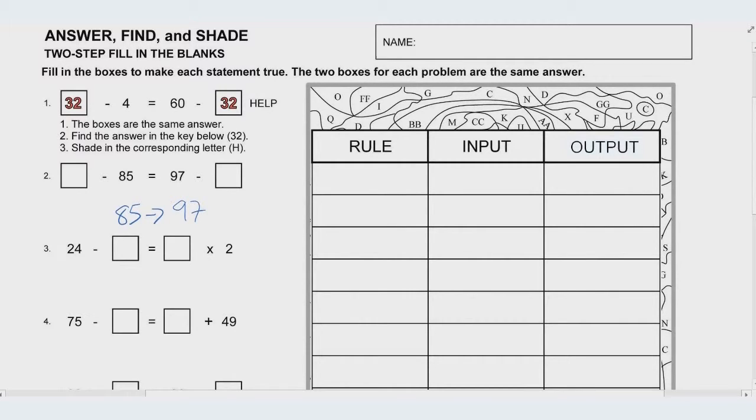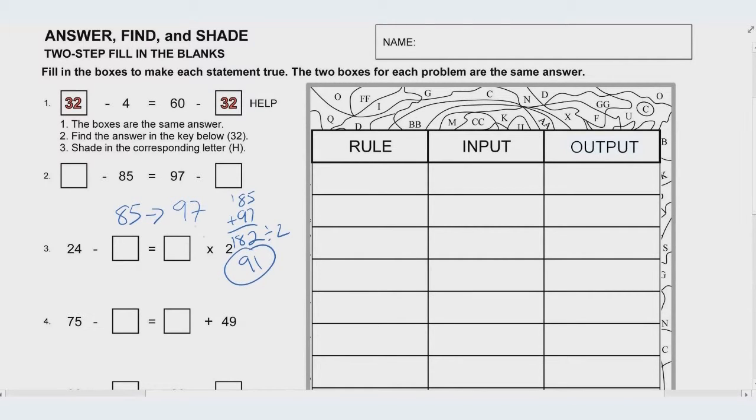And the best way to find a number in the middle is to find the average. And to do the average, all you do is add 85 plus 97. 5 plus 7 is 12, carry the 1. 1 plus 8 plus 9 is 18, so 182. Then I just divide that by 2 or cut it in half, and you would get 91.